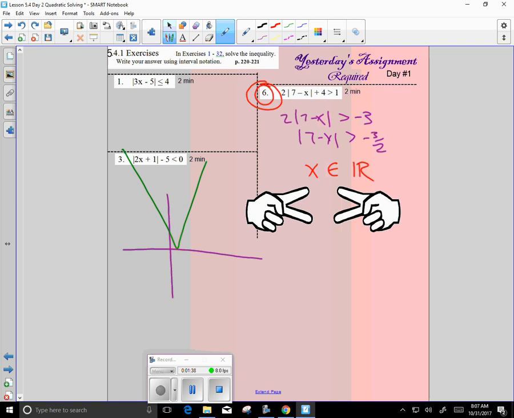What if I had this turned around? When would it be less than negative 3/2? Never, right? So there'd be nothing. There'd be no answer to that.